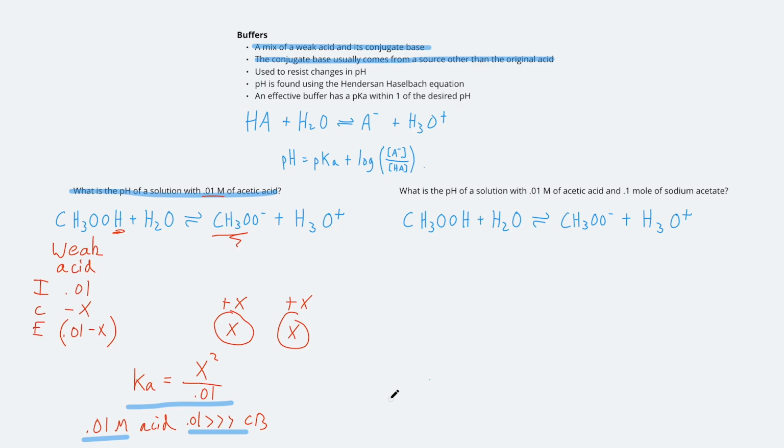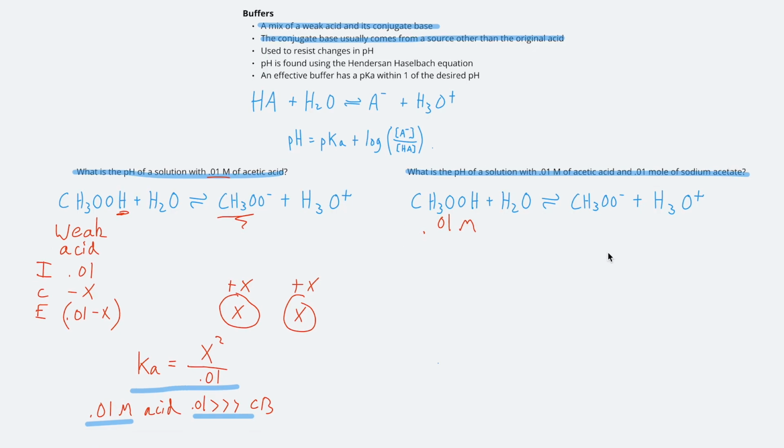And to create an effective buffer, you're going to need fairly similar amounts of your conjugate base and the weak acid. So to effectively do this, you need to have another source contribute to that concentration of your conjugate base. And that's what we have in the problem on the right. So on the right side, we have the same amount of our weak acid, 0.01 moles. And we've also added sodium acetate. And sodium acetate is Na, and then the formula for acetate.